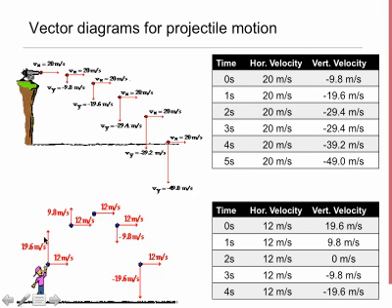And if we add up these vectors, these arrows, we would get the actual path the ball is traveling at that moment right there.